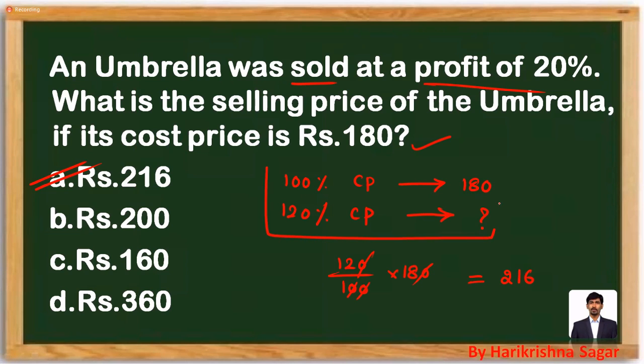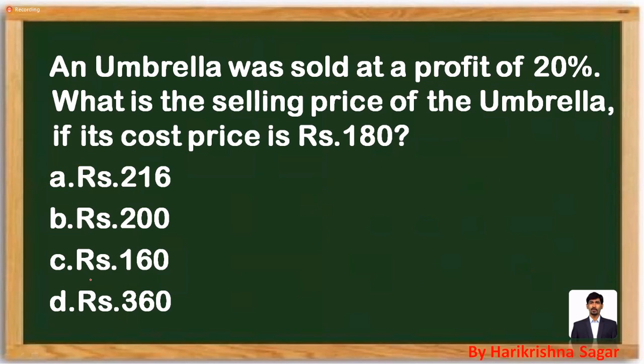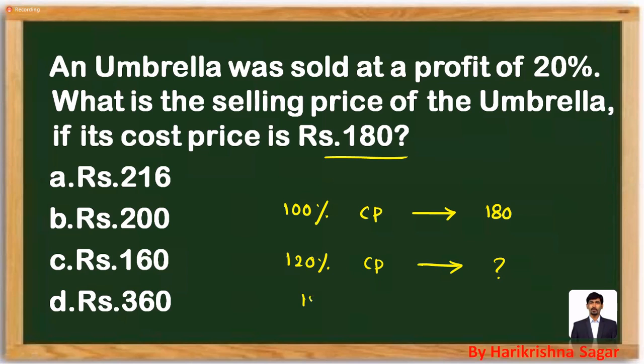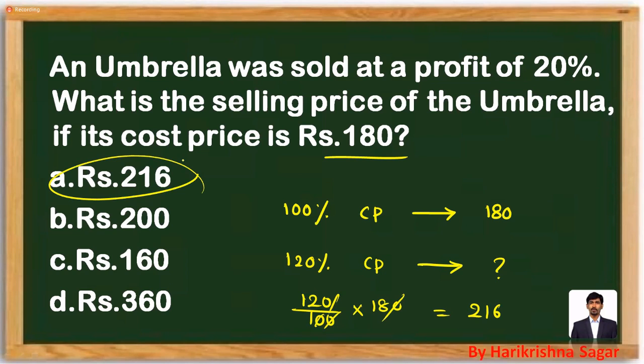Taking this unitary is very, very important. Please be focused on this. I'm again trying to explain. The umbrella was sold at 20% profit. What is the selling price of the umbrella if the cost price is 180? The cost price is 180 means 100% of the cost price is 180. 20% profit means 120% of the cost price will be equal to how much? So 120 divided by 100 into 180. Mark it as 216, option A.